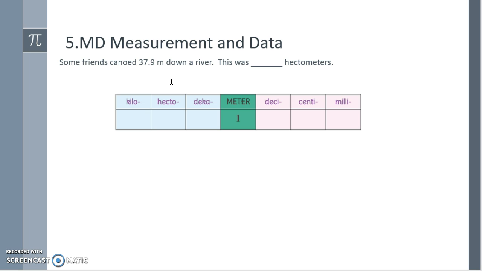Some friends canoed 37.9 meters down a river. This was how many hectometers? So we're going from meters to hectometers. Hectometers are much larger than meters, so we will need to divide by 10, by 100, in order to get 379 thousandths hectometers.